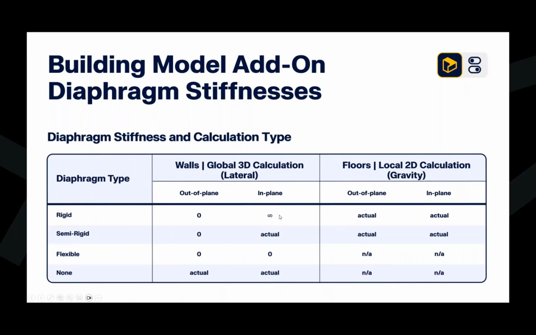But when we look at the lateral calculation, we will modify the stiffness of those floors. So for rigid, we'll use an infinitely rigid stiffness in the in-plane direction, but out of plane will be set to 0. Semi-rigid, out of plane is also set to 0, but the in-plane is set to the actual stiffness. Now, when we use a flexible diaphragm or we don't define any diaphragm at all, we are going to carry out just one analysis calculation like we would with a general FEA model, lateral and gravity together using the relevant stiffnesses defined here.